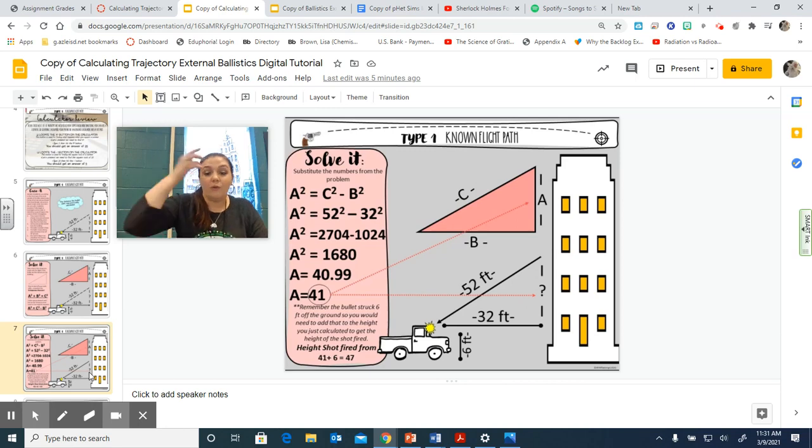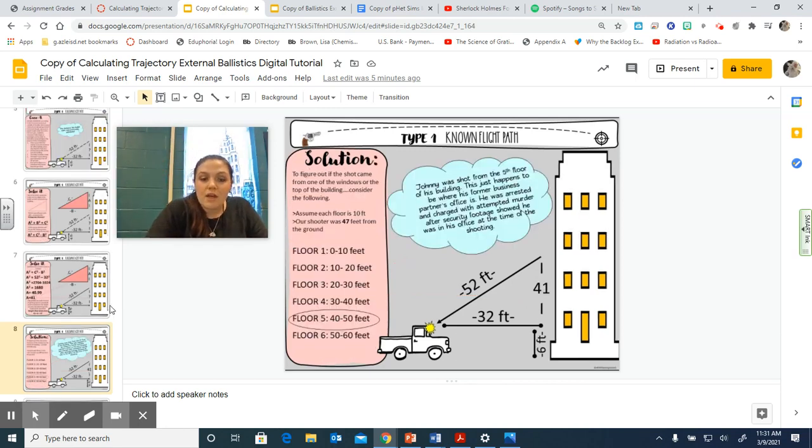So then you just figure out, well, what is the height of each floor? So here you'd look, okay, first floor, 10 feet, second floor goes to 20 feet, third floor goes to 30 feet, fourth floor goes to 40 feet, the fifth floor goes to 50 feet, and we just stated that we're at 47, so that's the floor we're on. He's on the 5th floor.